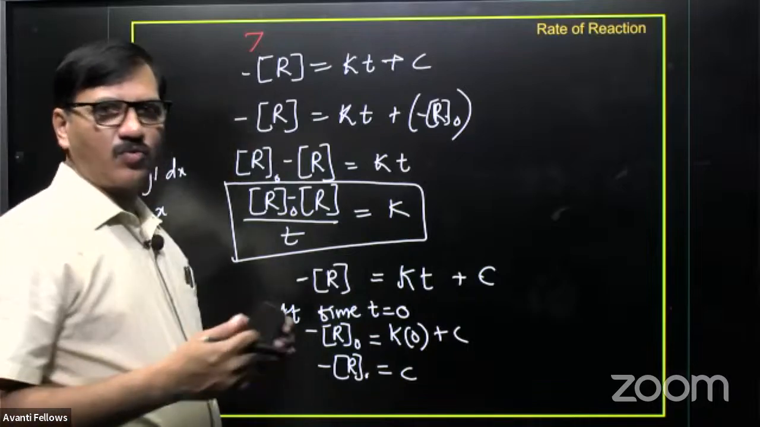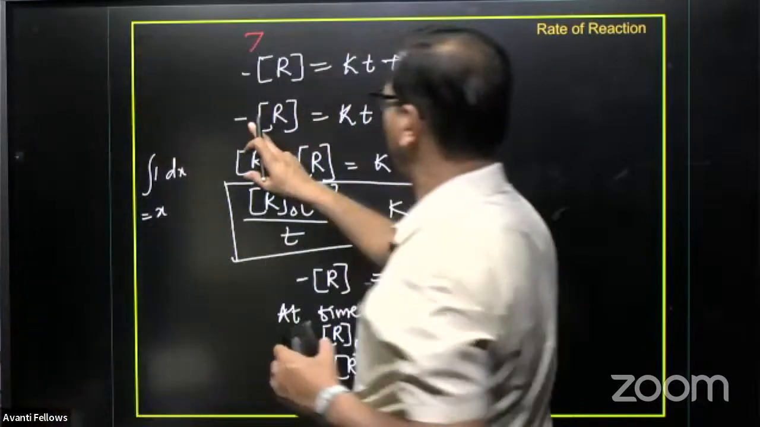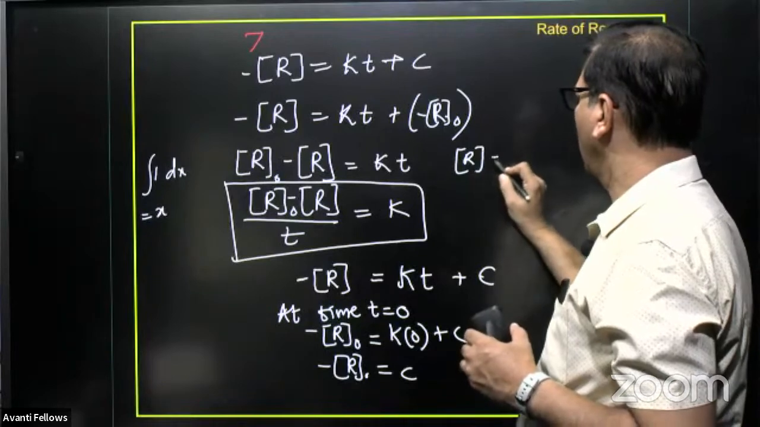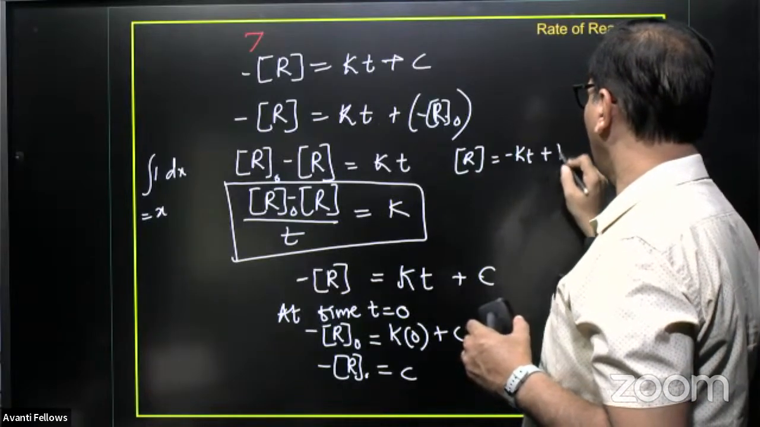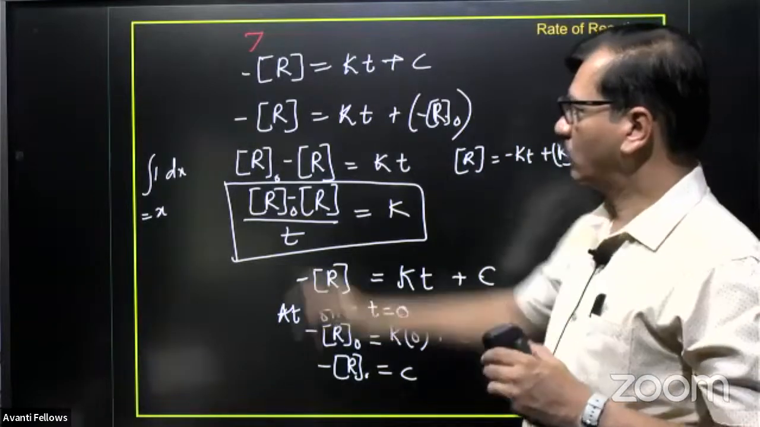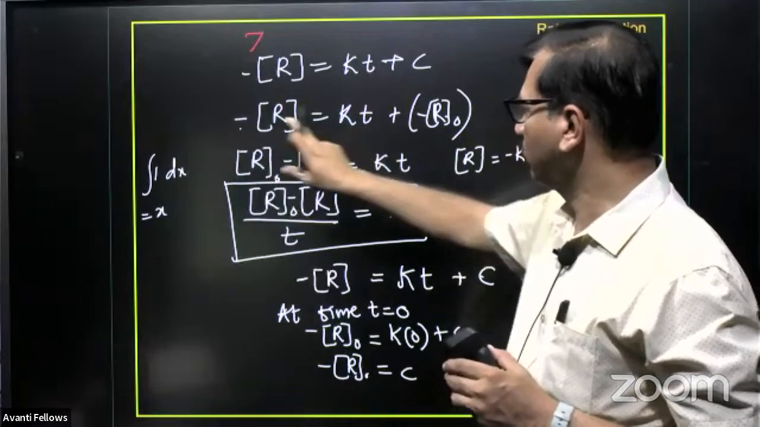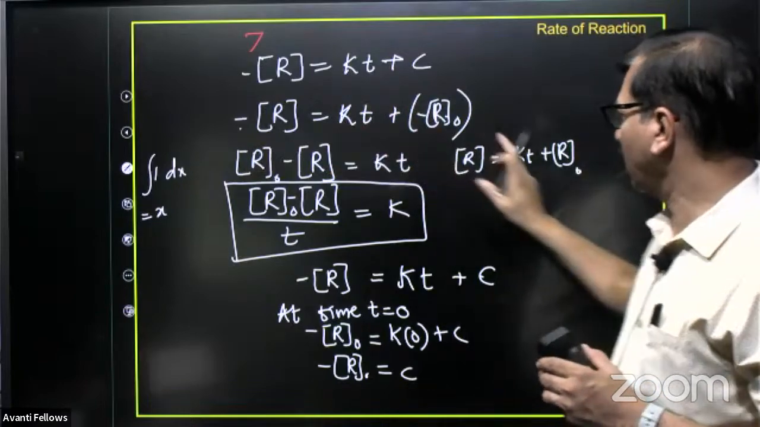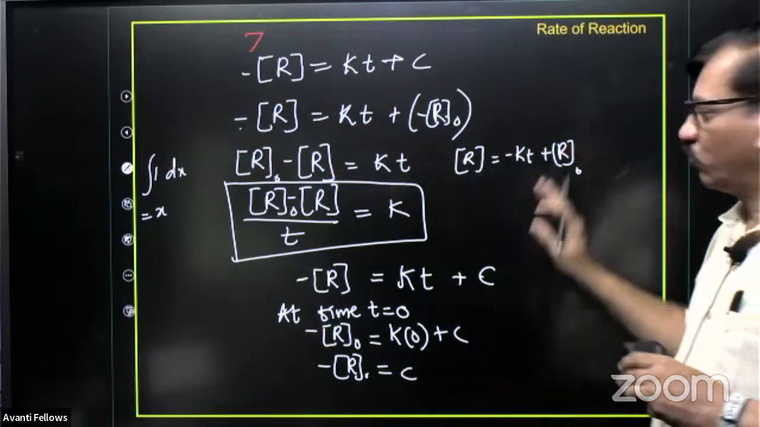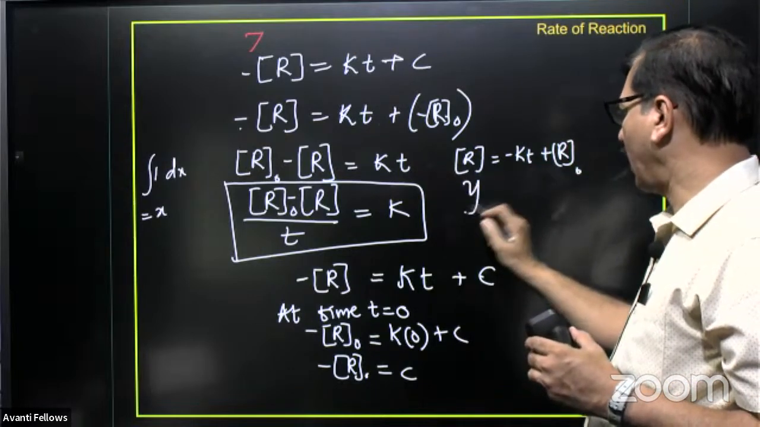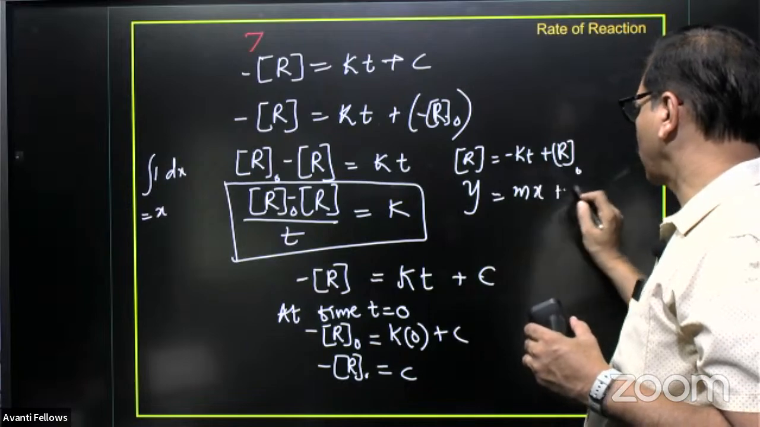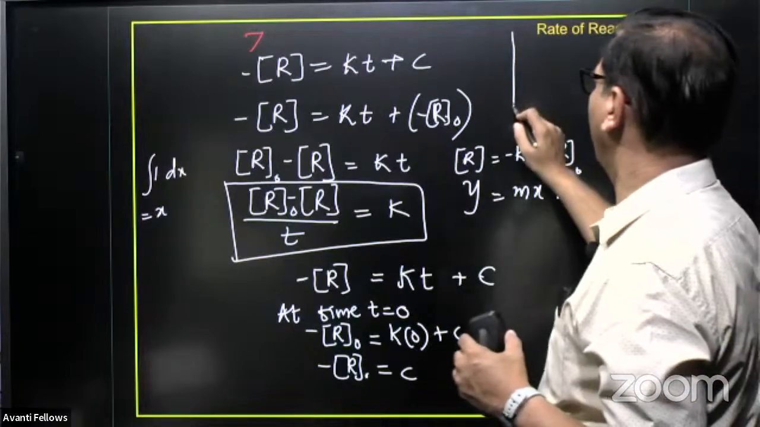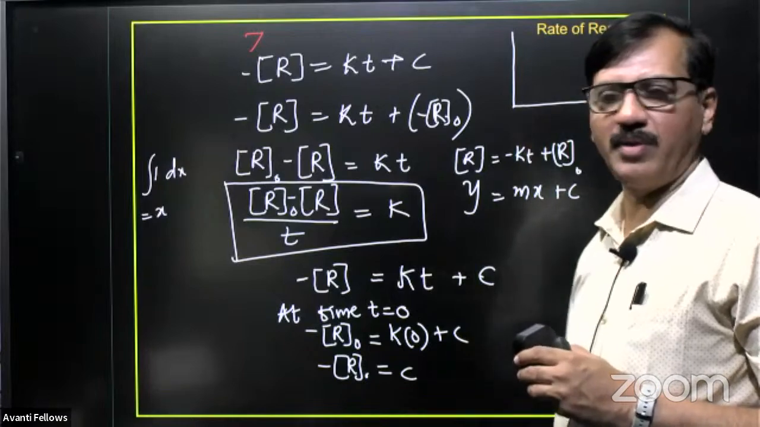Now, the interpretation can be done in various ways. For this particular equation, I will change the sign of all the terms. Suppose this is R equals minus kt plus R0. Minus R has been made plus R, kt has become minus kt, and minus R0 becomes plus R0. Now this is an equation of the type y is equal to mx plus c. Any mathematical expression of this type, if you draw the graph of it, will be a straight line.